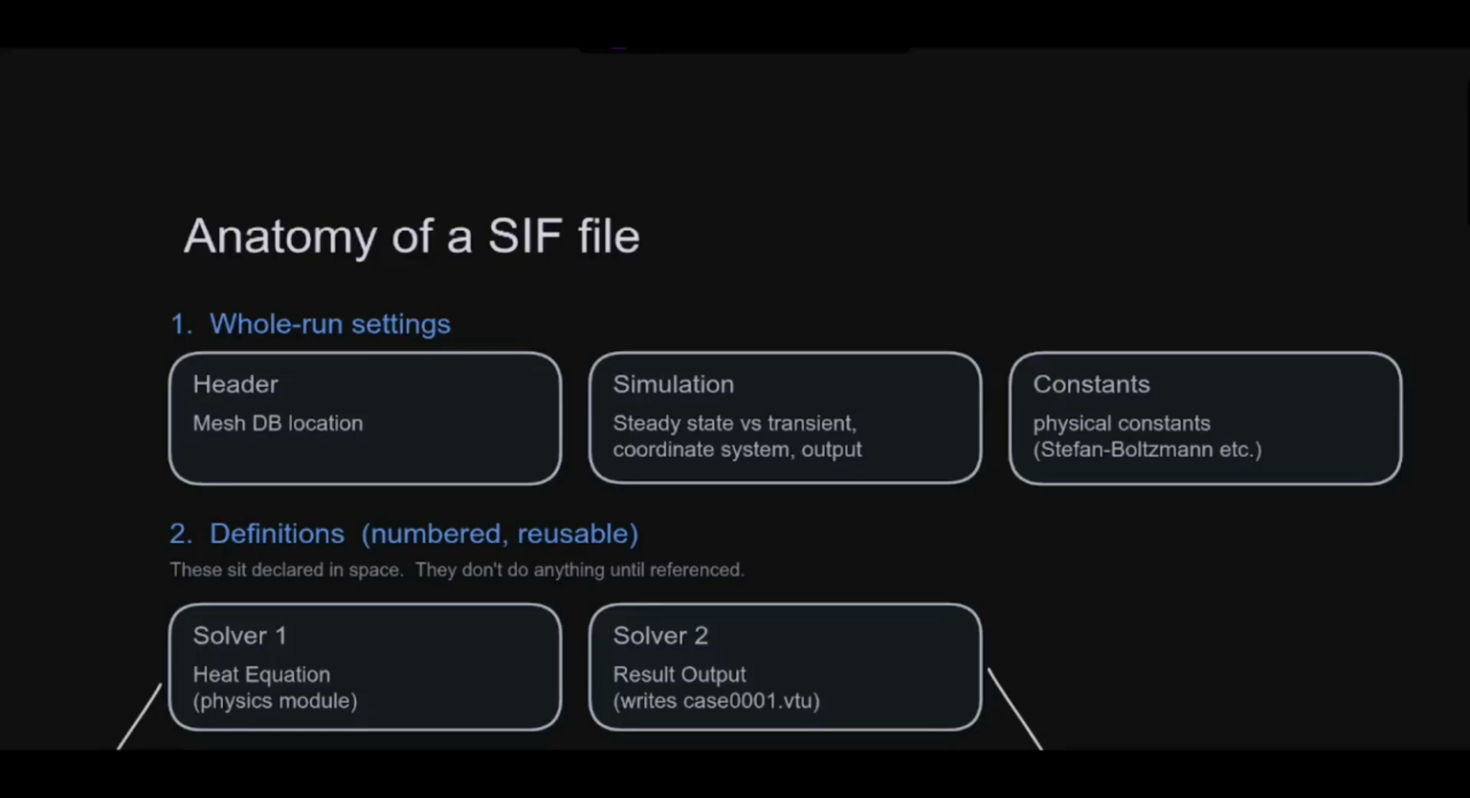So group 1, whole run settings, 3 sections that describe the entire run, not any particular body or boundary. Let's look at these 3.